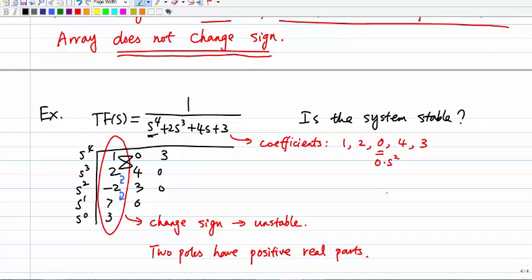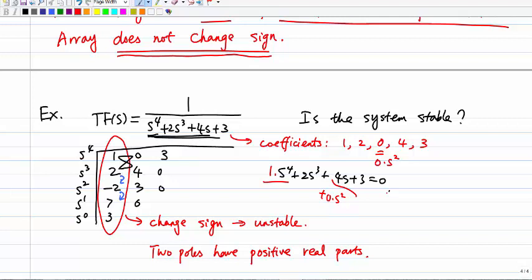Now I want to find the coefficients of the characteristic equation. The characteristic equation is s fourth plus 2s cubed plus 4s plus 3 equal to zero. So you can consider this as 1 times s to the fourth, 2 times s cubed, and I don't have s squared, so you can consider this as plus 0 times s squared. You cannot leave it empty. You must have the coefficient, even if it's 0. For s, the coefficient is 4, and the last constant is 3. So the coefficients are 1, 2, 0, 4, and 3.